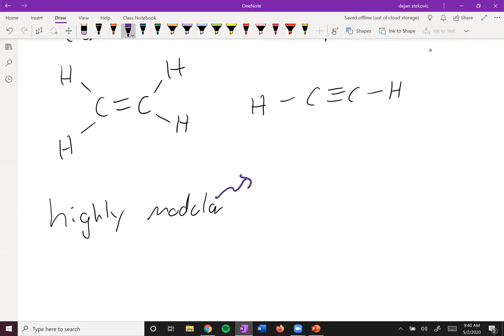And so what that means is that it's basically all just made out of little pieces that we can mix and match and recombine to make all kinds of different compounds. There's practically an infinite amount of compounds you can make with just carbon and hydrogen.